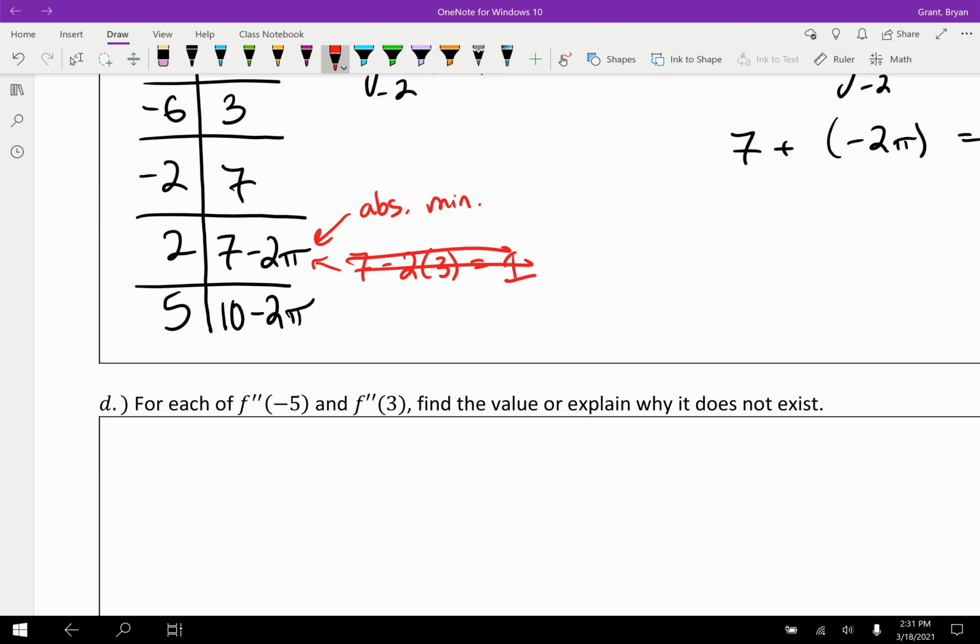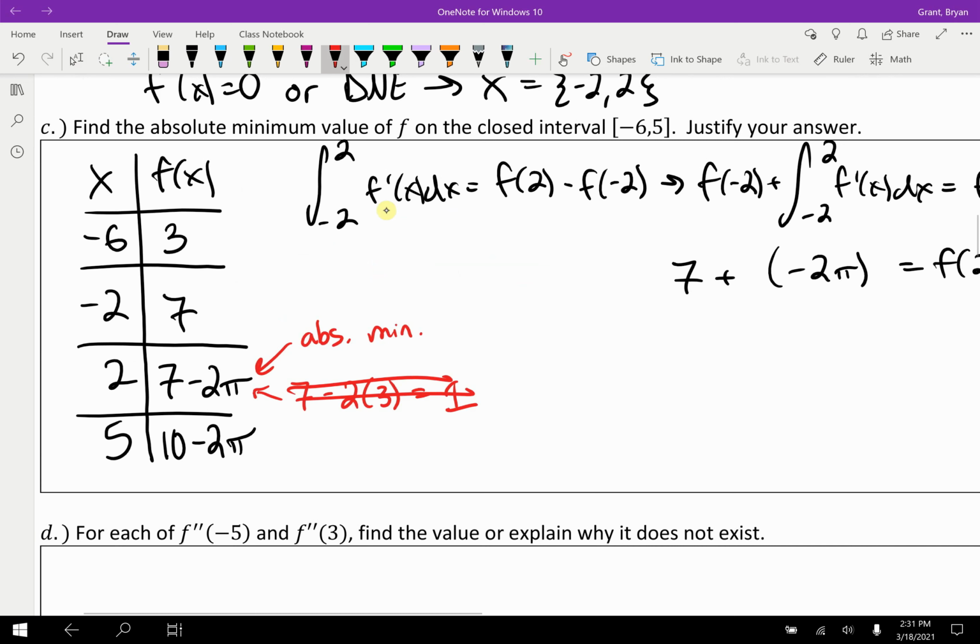Now, once we're here, are we done? Because the problem asked us to justify our answer. Well, actually, this table over here for the candidates test is our justification, which is really, really nice. We don't need to write any sentences here. We showed the candidates, we found the outputs, and we labeled the absolute min, the end.